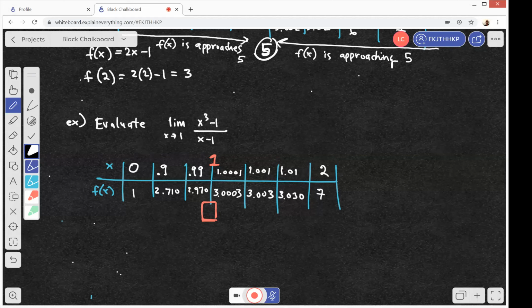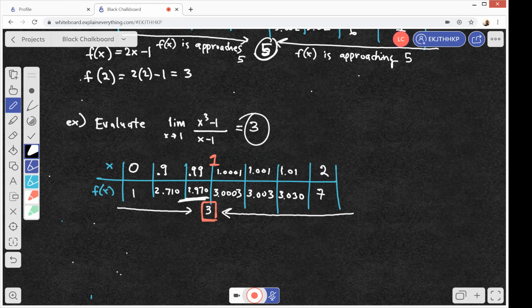So from the right side, we're approaching a y value of 3. Likewise, from the left side, 2.9, wouldn't you say that's very close to the number 3? So the answer for this problem, when you have this type of limit problem, you're going to say the answer is 3. We're approaching the y value of 3. That's your answer. That's your limit. All right, next example.